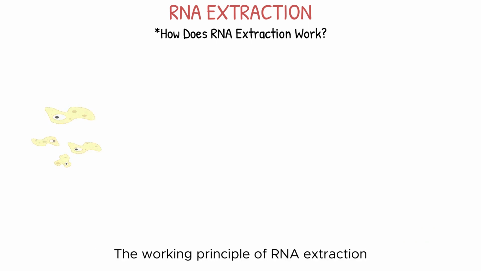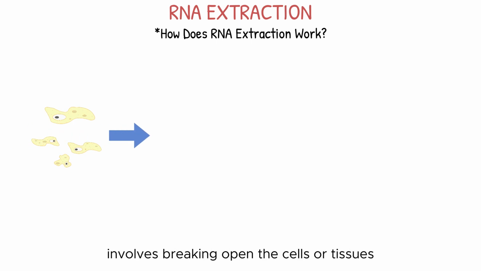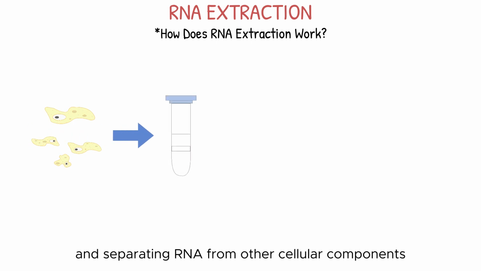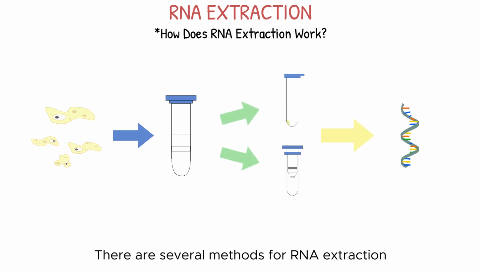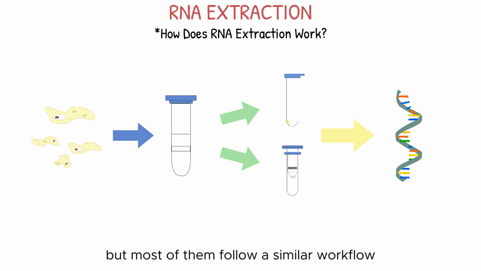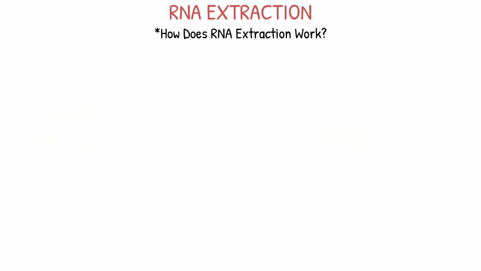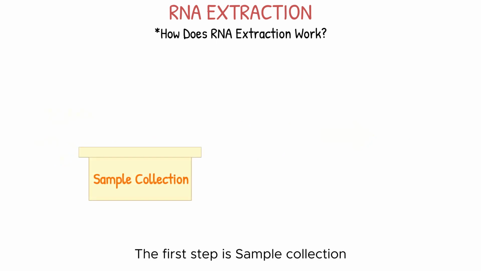The working principle of RNA extraction involves breaking open the cells or tissue and separating RNA from other cellular components such as proteins, lipids, and DNA. There are several methods for RNA extraction, but most of them follow a similar workflow. The first step is sample collection.